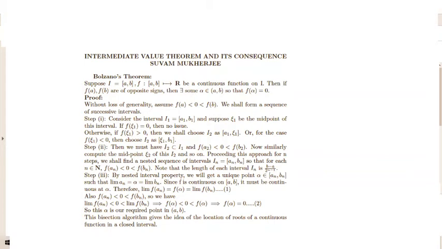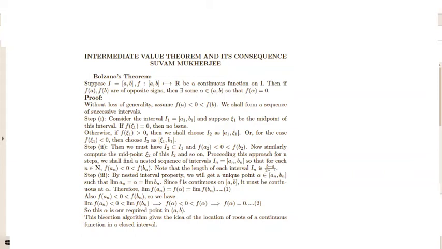So clearly, limit f of an will be f of alpha, and limit f of bn will be f of alpha. Let's call this relation 1. Also, we know that f of an is negative and f of bn is positive. So if we apply the limit on each side, we will find limit f of an is less than 0 is less than limit f of bn, which implies that f of alpha is less than 0 is less than f of alpha.